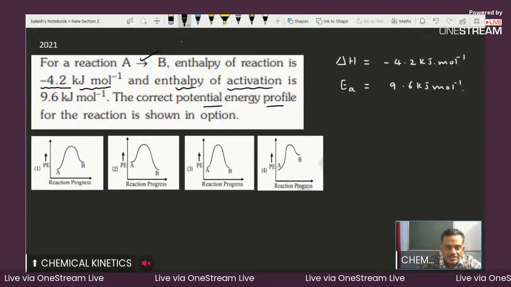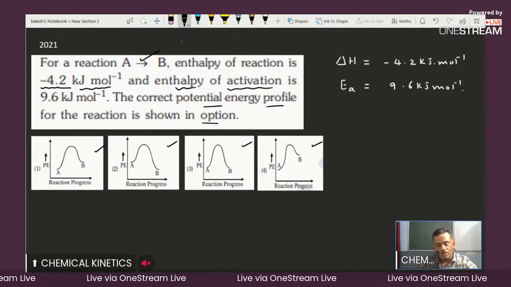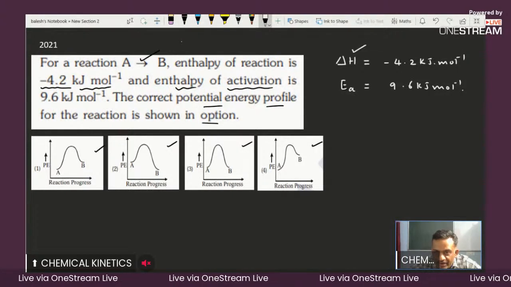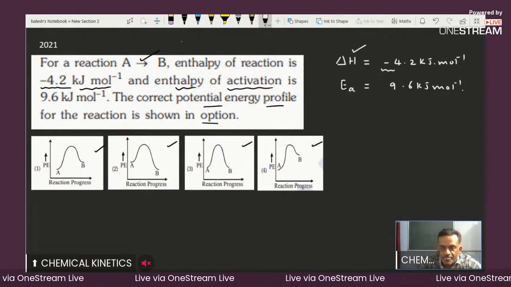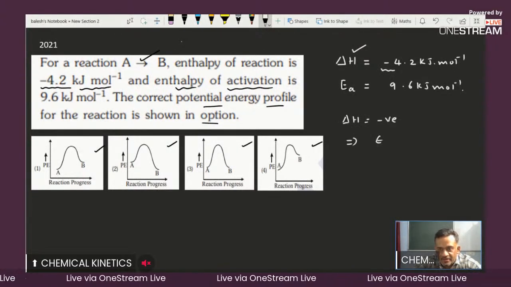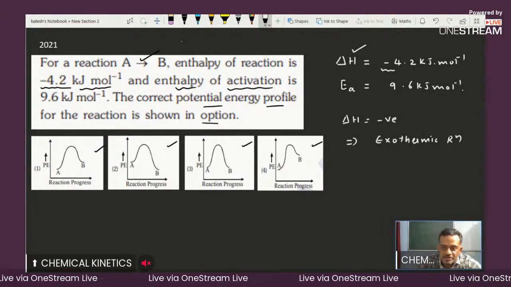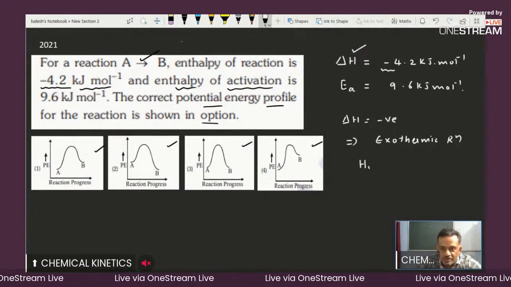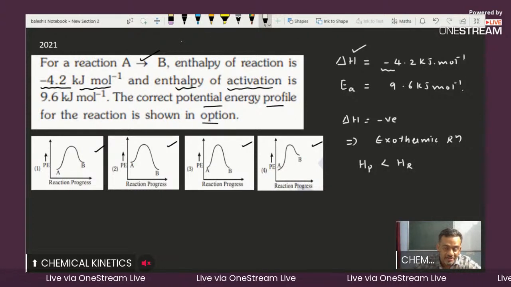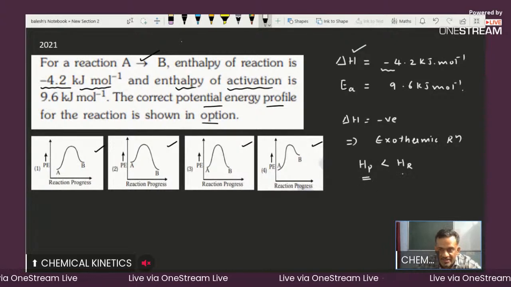Now, the correct potential energy profile for the reaction is shown in the option. So that means they have given you 4 graphs here: 1, 2, 3, 4. Out of the 4 graphs, which is right? Now, if we pay attention and look at it, delta H is negative, which implies that the reaction is what? Exothermic reaction. For exothermic reaction, enthalpy or energy of the product will be less than energy of the reactants, because the reaction takes place by evolution of heat energy. So therefore final enthalpy would be less than initial enthalpy.